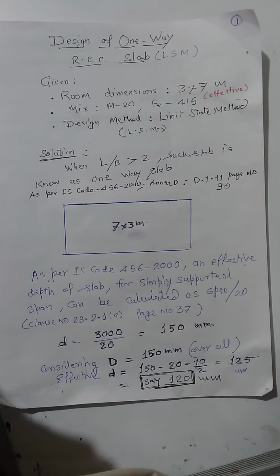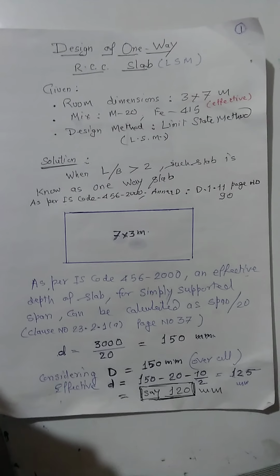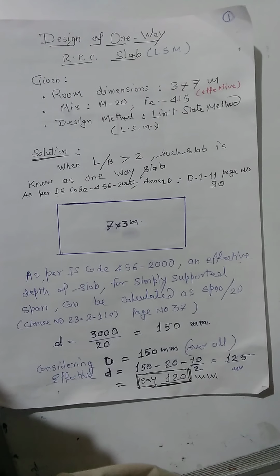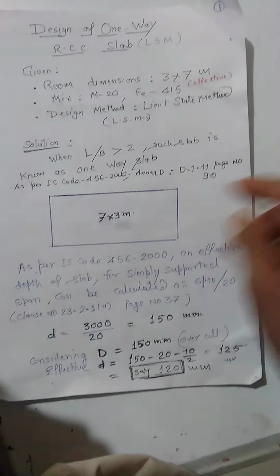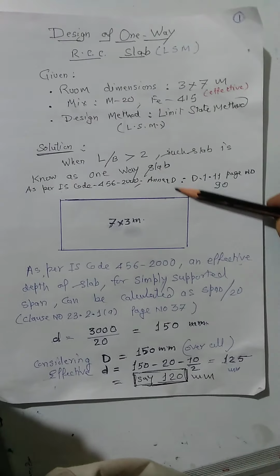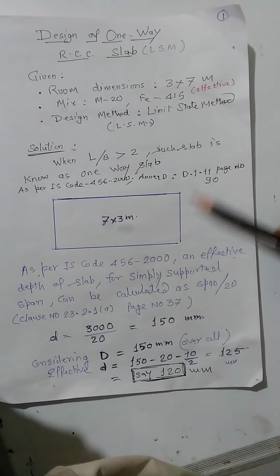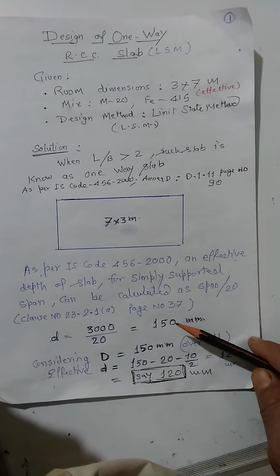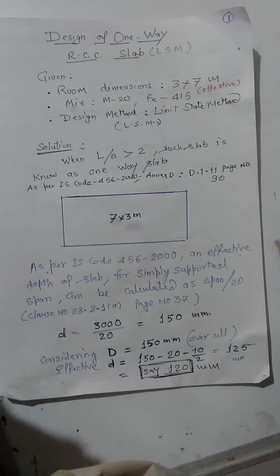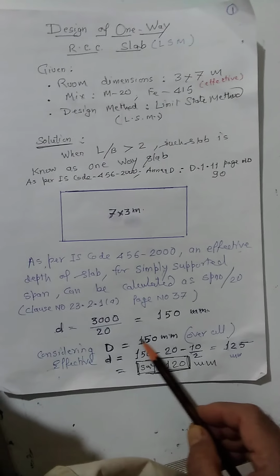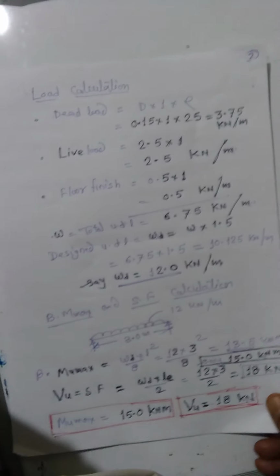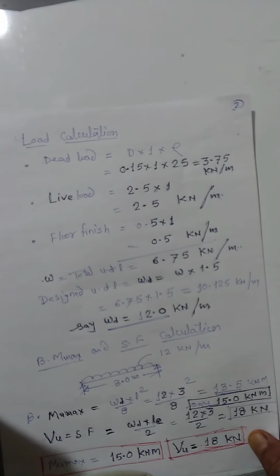Now, how to calculate the value of assumed D? It is span by 20, which is already given in the IS code. Suppose this span is the shorter span, because in a one-way slab the shorter span is always deflecting more and giving the maximum bending moment, considering 1 meter width only. So the maximum depth is 150 mm. I am considering the overall depth as 150 and the effective depth as, say, 120 mm. So our calculation will be based on overall depth 150 and effective depth 120 mm.